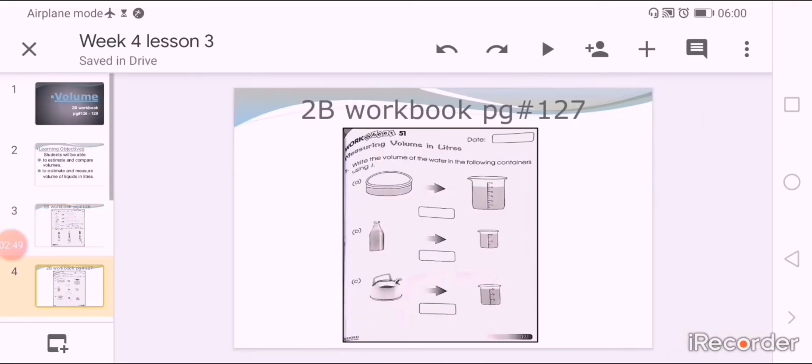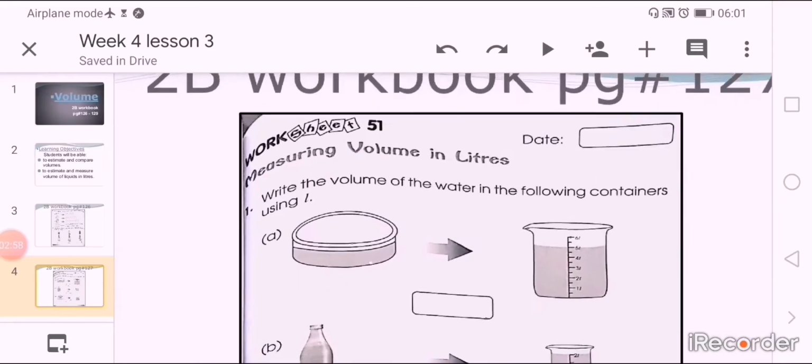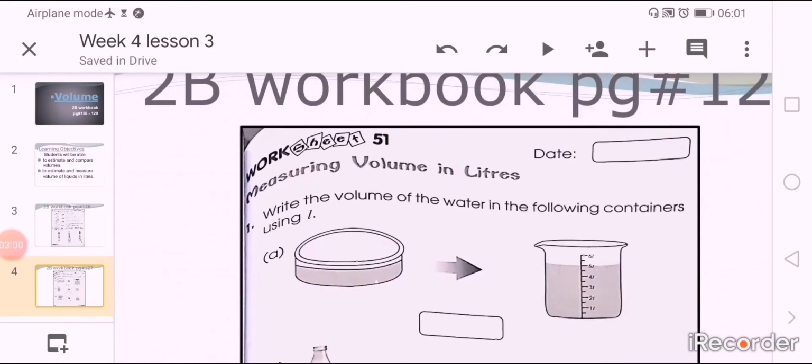Now we are moving towards our next page, 127. Please write classwork above. Measuring volume in liters. Question number 1. Write the volume of the water in the following containers using L. As you know, L stands for liters. Look at the A part. There is a beaker in front of that container.